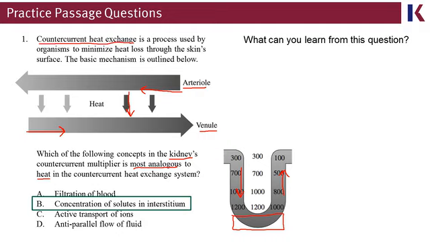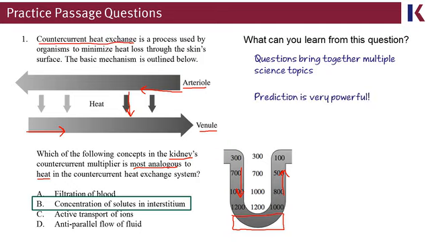This question shares with so many other MCAT questions that it'll bring together multiple different science topics. In this case, we have the kidney in the passage coming together with the circulatory system in the question, and we saw some interplay and similarities between them. Also, depending on how you solve the question, it can show us that prediction is an extremely powerful tool. That's why it's one of the main ways you want to try to get to an answer on your practice and on the real test.